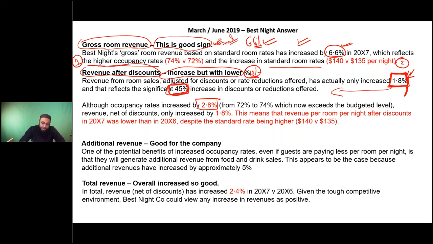So see, it says occupancy rates have increased by 2.8%. And this was the reason for this increase of 1.8% in revenue. This means revenue per room per night after discount was lower in 20X7 compared to 20X6, despite the standard rate being higher. On that rate sheet, you have increased. But in reality, after discount, your price has gone down. Which means you compromised on price to increase the volume. You lowered your price to increase the volume. And volume is the reason for the increase in the revenue.